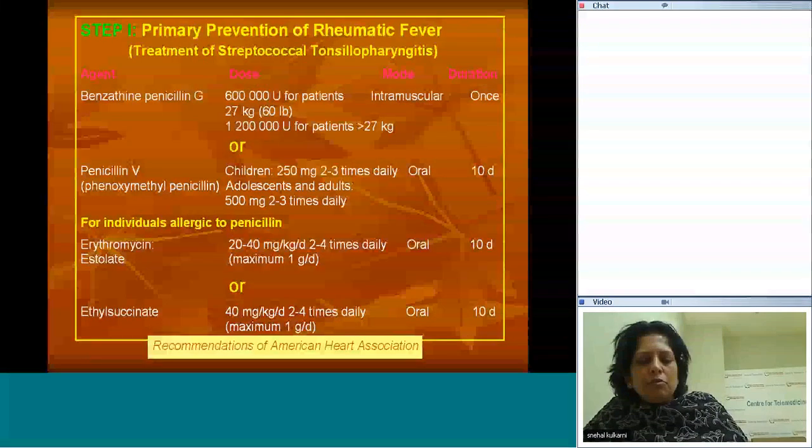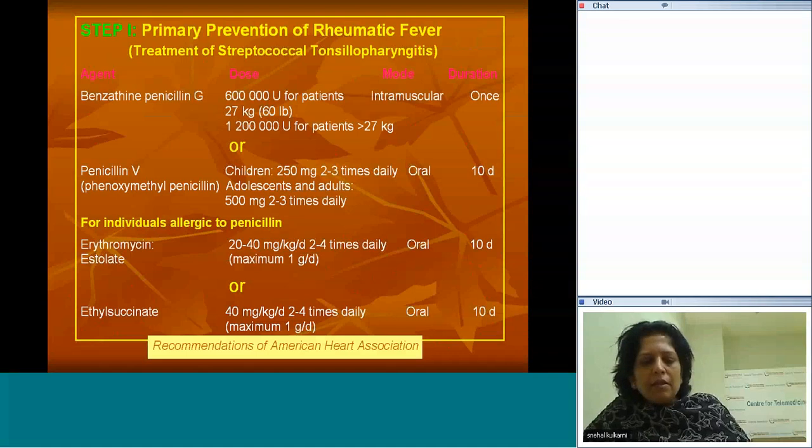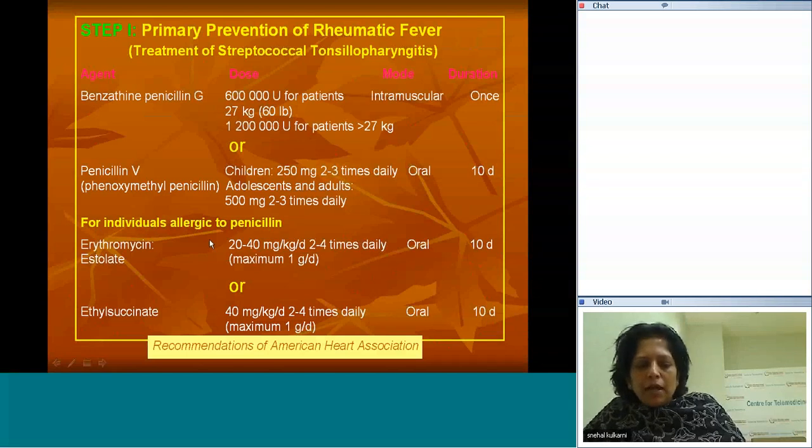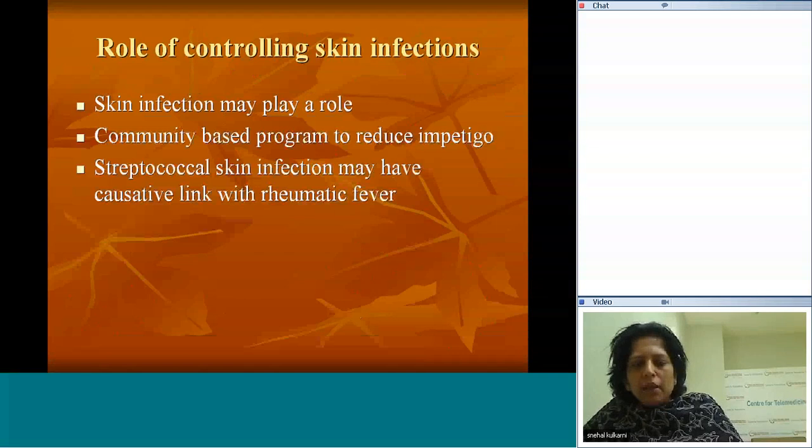Now, as far as the primary prevention of rheumatic fever is concerned, it is the treatment of streptococcal infection. As you may know, a single dose of penicillin, or oral penicillin, can also be used. For individuals who are allergic to penicillin, you can give erythromycin or ethylsuccinate.